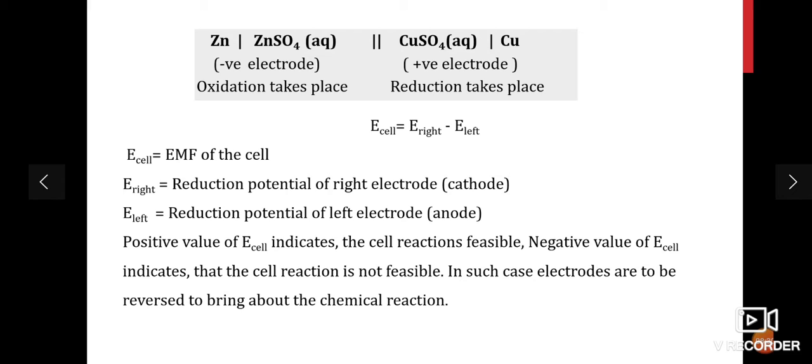The representation of the Daniell cell is shown here, and the EMF of the cell is the potential of the right electrode minus the potential of the left electrode. That is, the reduction potential of the right electrode, which is the cathode, minus the reduction potential of the left electrode, which is the anode. So a positive value of E cell indicates the cell reaction is feasible, and a negative value of EMF indicates that the cell reaction is not feasible, and in such cases the electrodes are to be reversed to bring about the chemical reaction.